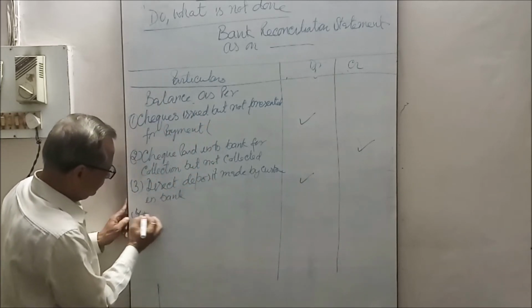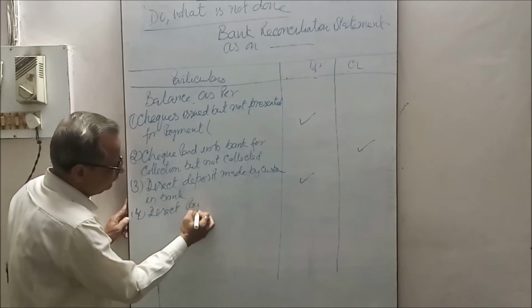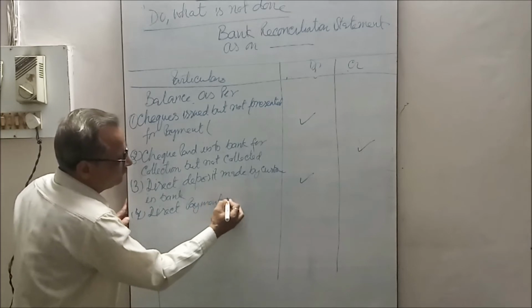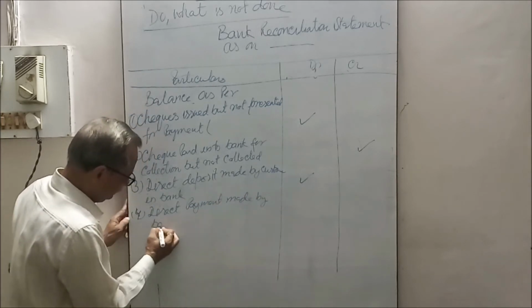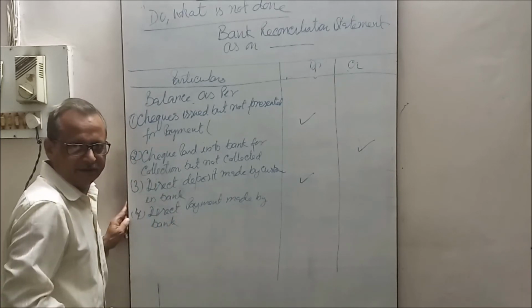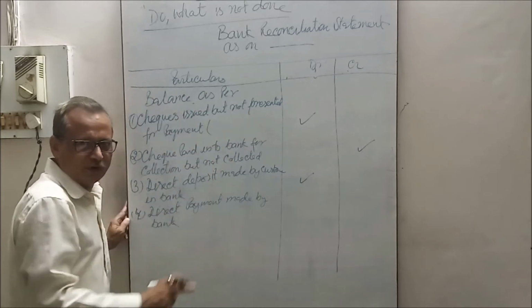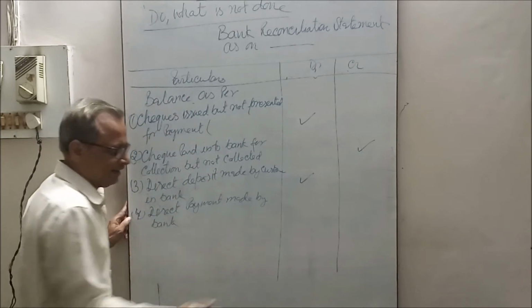Direct payment made by bank on behalf of the customer, the customer being the business. The banker has debited the passbook, but that is not credited in the cash book. What is not done? Not credited, so credit it.